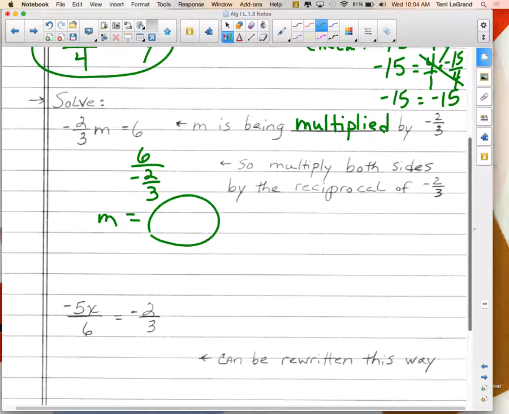Okay, so instead of doing that, we're going to use the multiply by the reciprocal of negative 2/3. What is the reciprocal of negative 2/3? Negative 3 halves. Negative 3/2. How about 3 halves or 3 over 2? So negative 3 halves is the reciprocal. So we're going to take both sides times negative 3 halves.